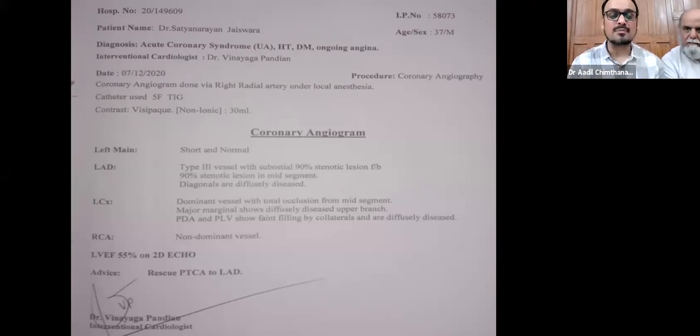But in this gentleman, the left circumflex supplies the main and the major part of the heart, and that itself is blocked. This, along with this blood vessel, 110% blocked. And that is why he suffered a massive heart attack.